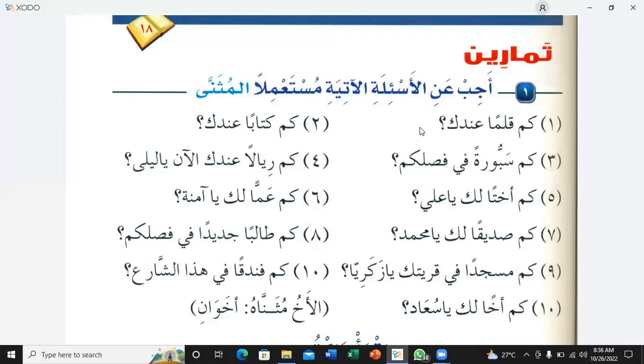Okay. Now for Karima, Ibrahim, he has two big stores. Matjarani kabirani. Good. Now for Karima, the teacher: how many windows are in your room, O Ismail?